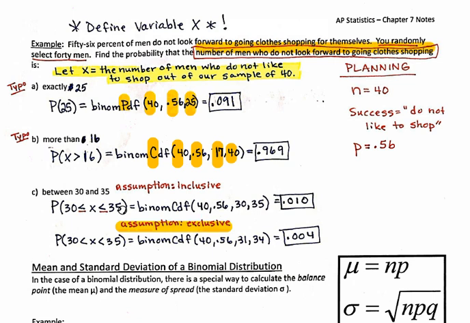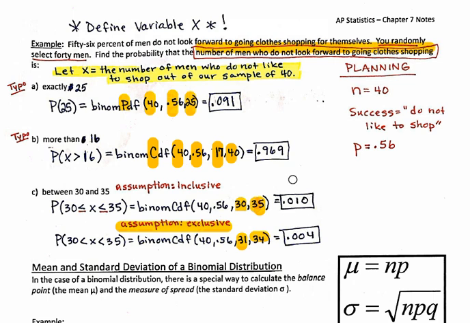So if you go from 30 to 35 inclusive, your lower bound will be 30 and your upper bound will be 35. But if you're not allowed to include 30 and 35, then you would need to have between 30 and 34. That would truly be between. There's a little bit of a discrepancy here, by about 0.006.